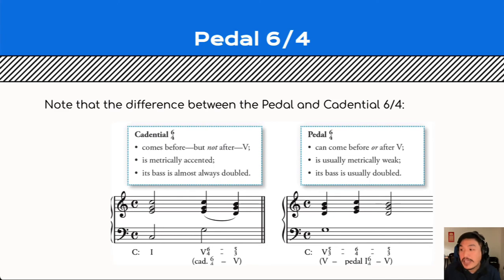In the cadential 6/4, the bass is almost always doubled. In the pedal 6/4, the bass is usually doubled. Generally you'll see a similarity between the two. So let's hear these two. The first one is the cadential 6/4. The second one is the pedal 6/4. You can really hear the weak metric place for that difference between the cadential 6/4 and the pedal 6/4. In fact, the cadential 6/4 is much more functional, right? It really functions as a movement towards dominant. In fact, a decoration of the dominant.